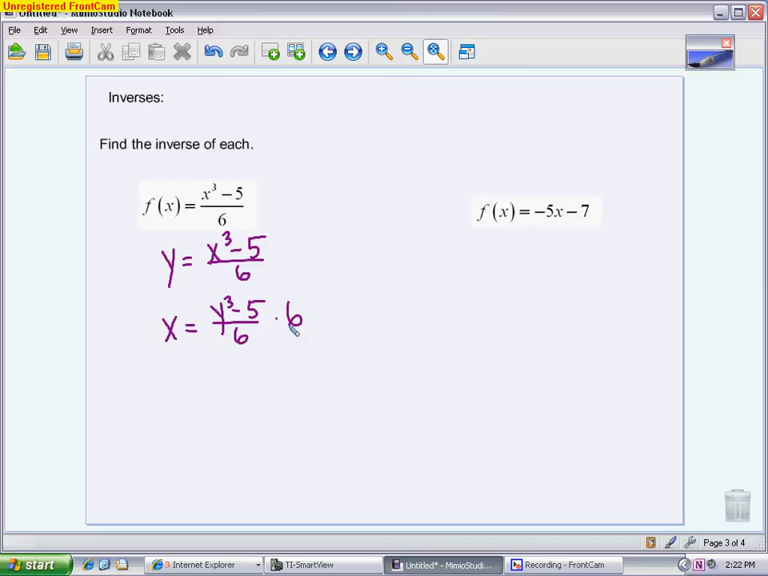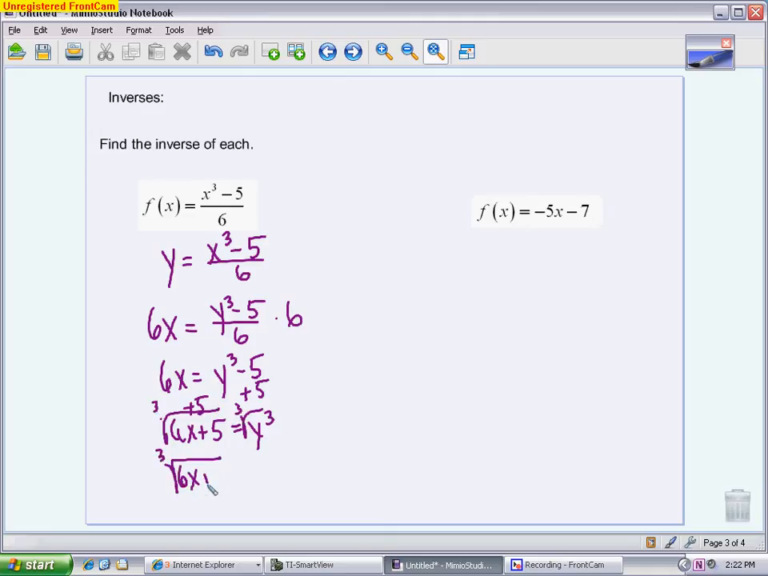So I'm going to multiply both sides by 6. So I get 6x equals y cubed minus 5. Add 5 to both sides. So 6x plus 5 equals y cubed. And then my last step is to take the cube root, or the 1/3 power on both sides. So my inverse is the cube root of 6x plus 5.